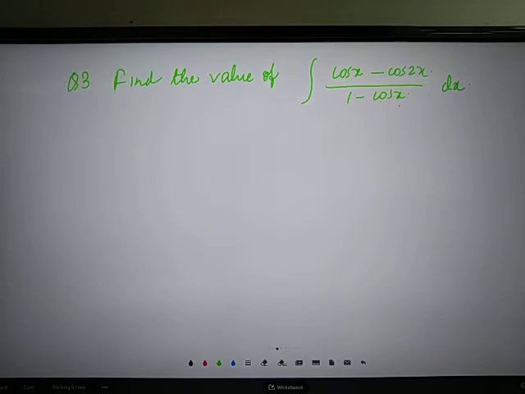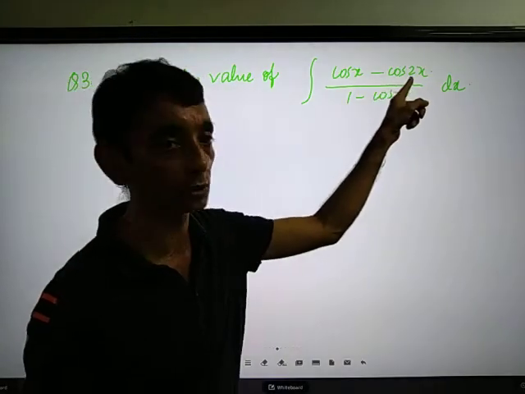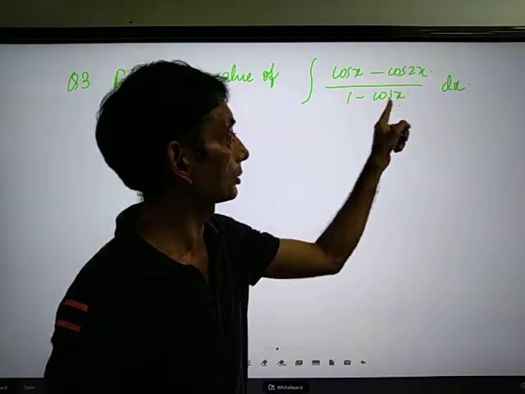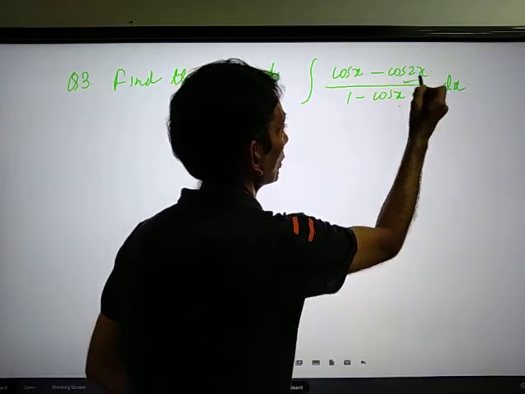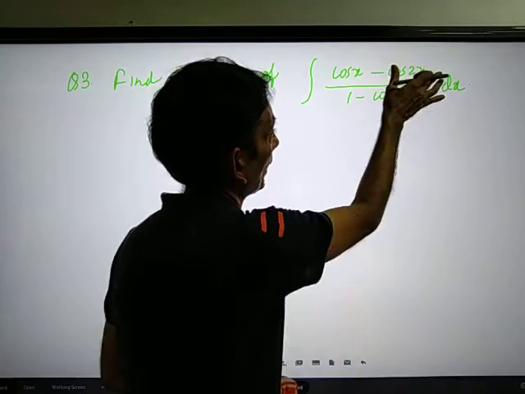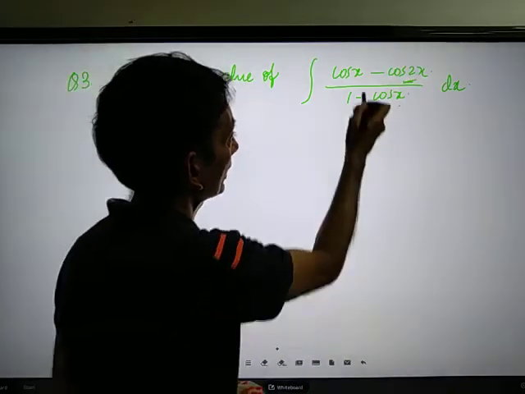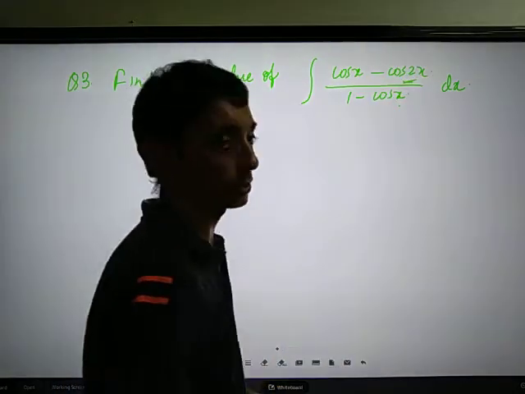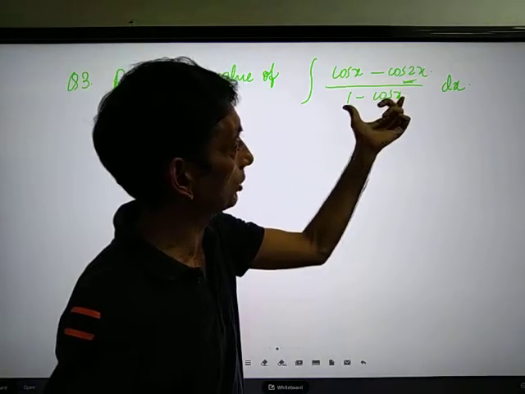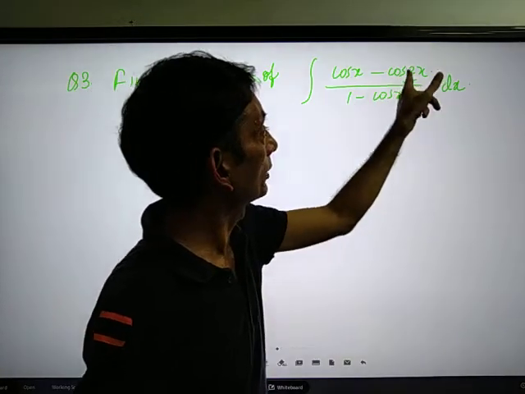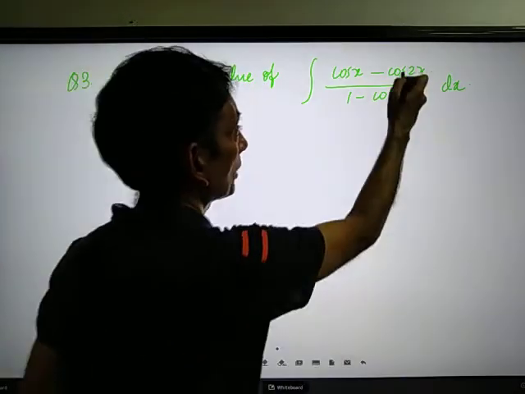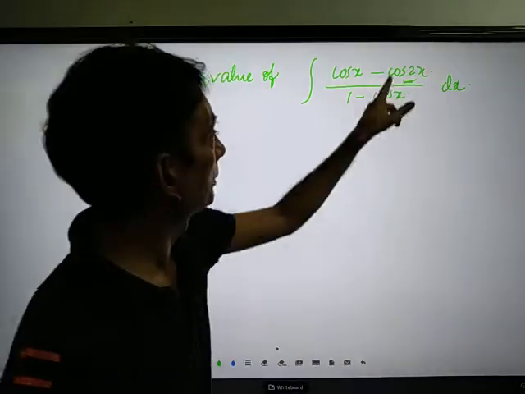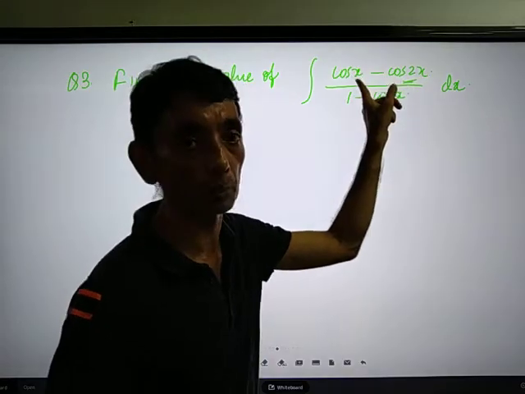Find the value of integration of cos x minus cos twice x by 1 minus cos x dx. Here also, the moment you see cos twice x, you need to simplify it, because the first function is cos x minus cos twice x, and the denominator is 1 minus cos x. So you need to simplify the numerator, and we'll write cos twice x in terms of cos x.